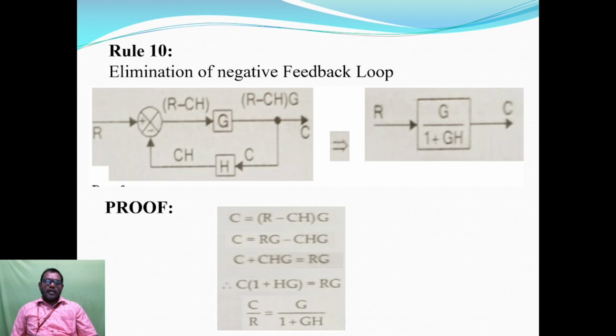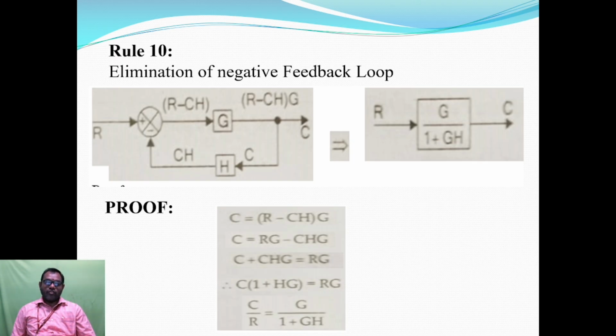These three elements are combined into a single element by using this proof. That is called the elimination of the negative feedback loop. So C is equal to R minus CH, into G. Multiplying G inside, we get R into G minus CH into G. Now we take C to one side and the remaining term to the other side. So C plus CHG is equal to R into G. Here C is common on the left hand side, so we take C into 1 plus GH, which is equal to R into G on the right hand side.